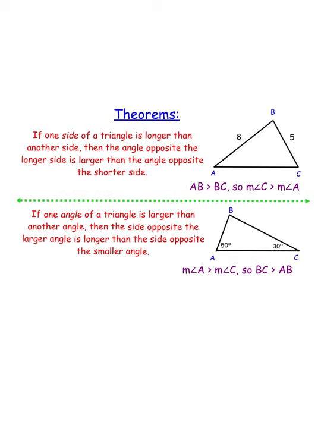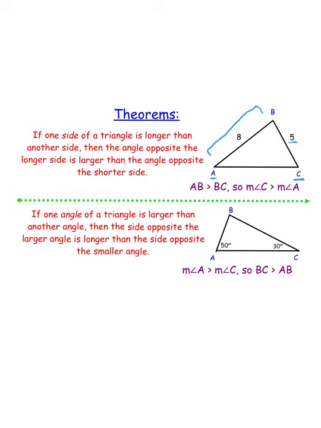The first one says, if one side of a triangle is longer than another side, then the angle opposite the longer side is larger than the angle opposite the shorter side. So if we look at that first picture, it says if AB, that's this side here, is bigger than BC, this one here, which it is, then angle C, this angle here, has to be bigger than angle A over here.